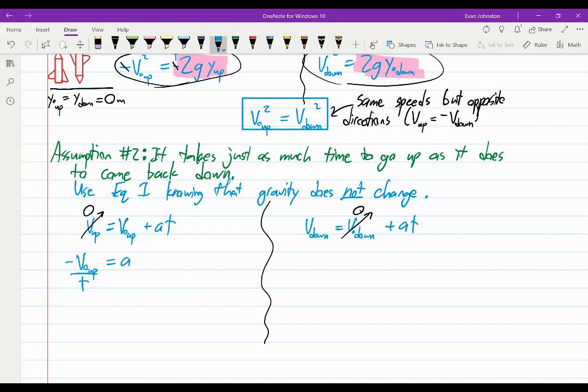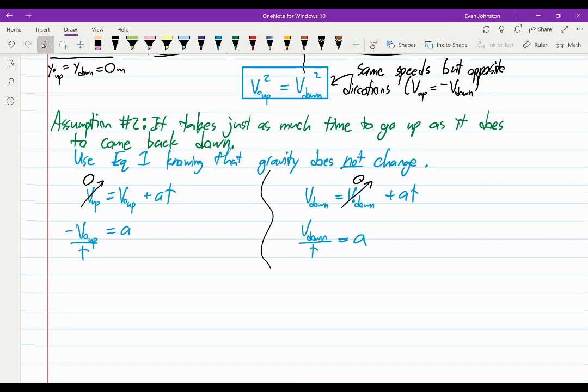If I want to get a alone, all I'm going to do is divide by t. So again, I have that v down, our final speed on the way down, divided by our time is equal to the acceleration. Okay, so now what does this mean? Why do we care about these simple looking little equations?